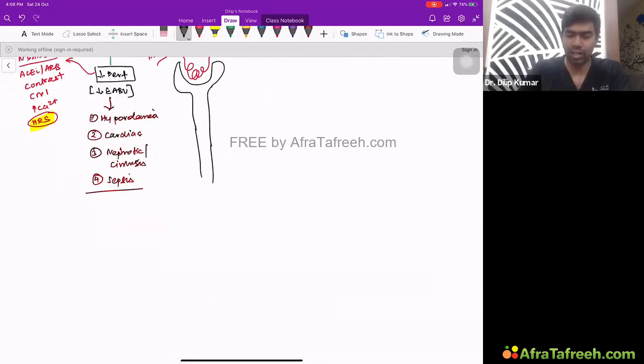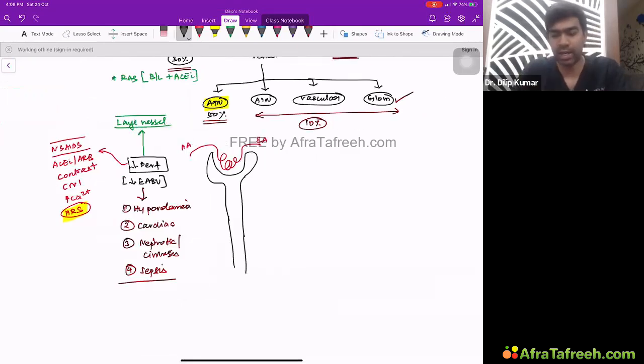So RAS is one condition where you need to know, especially if it's bilateral and if the patient is given an ACE inhibitor, they might go for severe hypoperfusion of the kidneys. But in unilateral RAS, it's not a problem, because one side is actually compensating. They're having hypoperfusion only on one side, but increased perfusion on the other side.